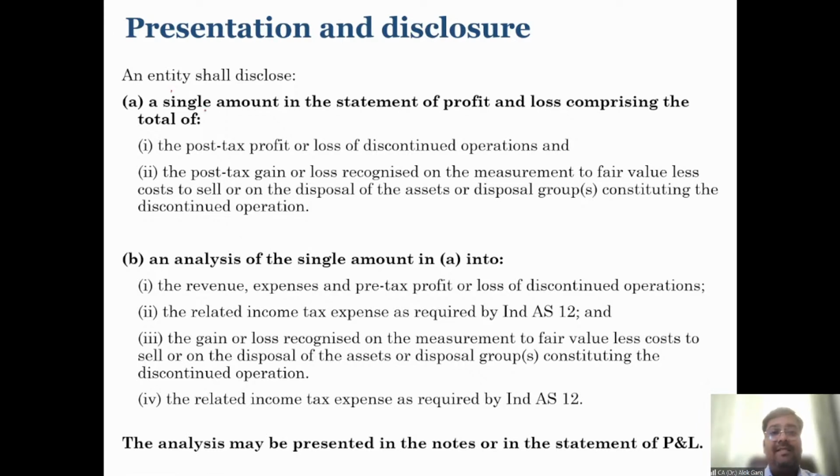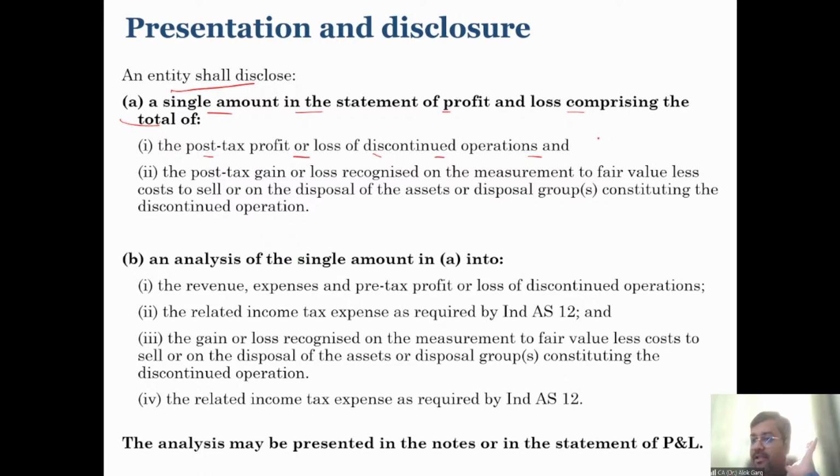An entity shall disclose a single amount in the statement of P&L. But you have understood why it is important to have a separate presentation and disclosure relating to discontinued operation, because this is something where the entity has disposed of a critical part of the business, and the user is required to be informed that this is not a sustainable revenue, this is not a sustainable cost, this is not a sustainable profit, right? So an entity shall disclose a single amount in the statement of P&L comprising the total of post-tax profit or loss of discontinued operation. Post-tax means PAT, from a single amount, as I have shown you in the second example.